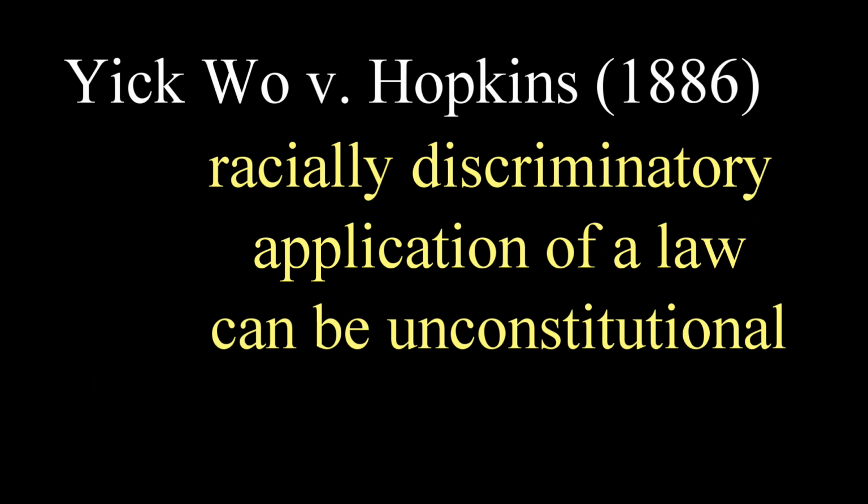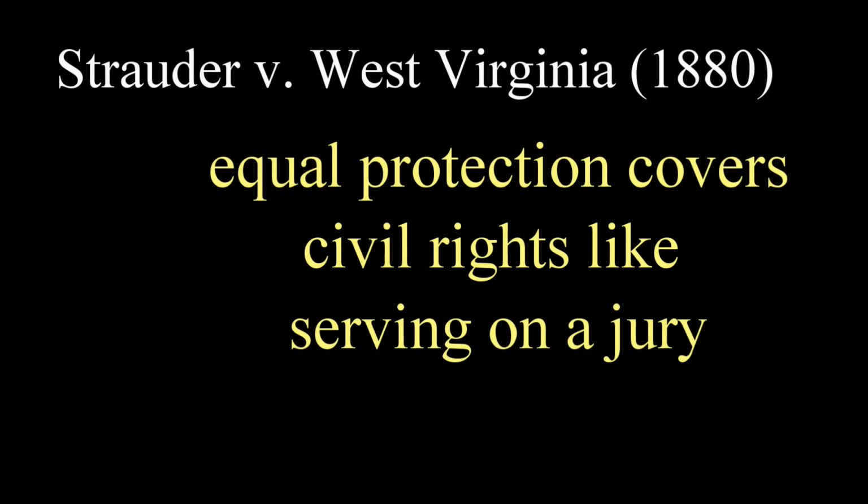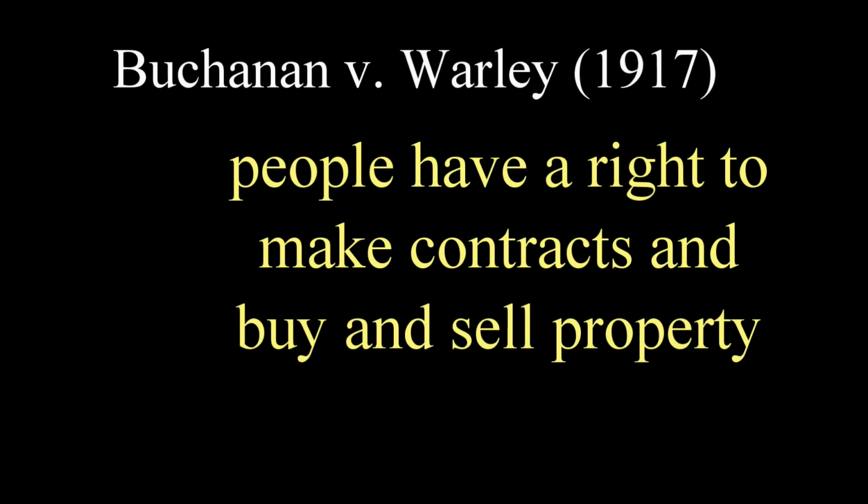For example, in a case called Yick Wo v. Hopkins, the Supreme Court said that it was unconstitutional to apply a licensing system for laundry businesses in a way that discriminated against Chinese people. In a case called Strauder v. West Virginia, the Supreme Court said it was unconstitutional for a state to categorically bar all black people from serving on juries. And in Buchanan v. Warley, the Supreme Court said it was unconstitutional for a city ordinance to prohibit the sale of property to black people in neighborhoods that were predominantly white.